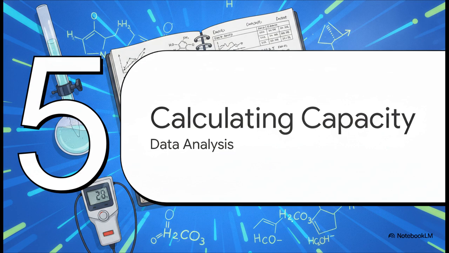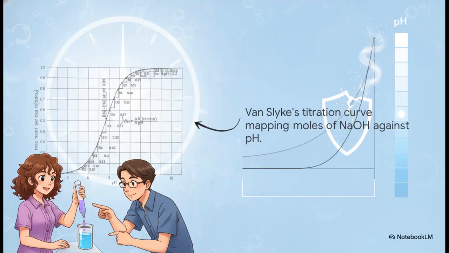Section 5, calculating buffer capacity. Let's look at the data. To actually see what happens to a buffer under stress, we use Van Slyke's classic titration curve, mapping moles of strong base against pH. And this brilliantly illustrates how the curve visually represents the buffer region.